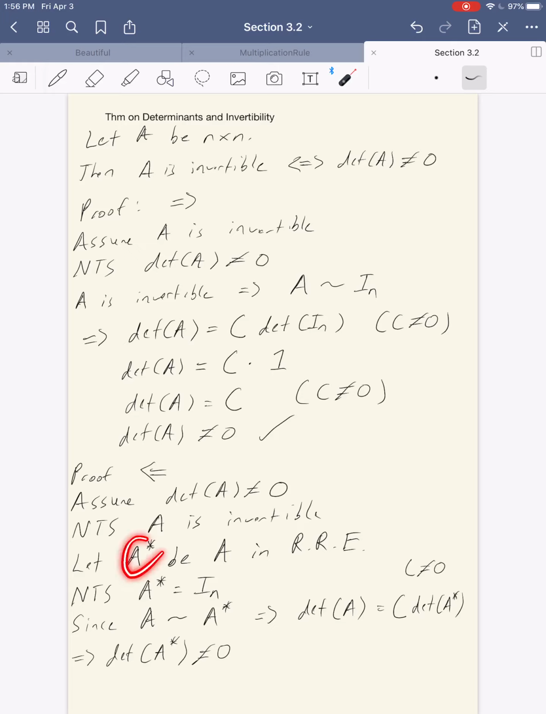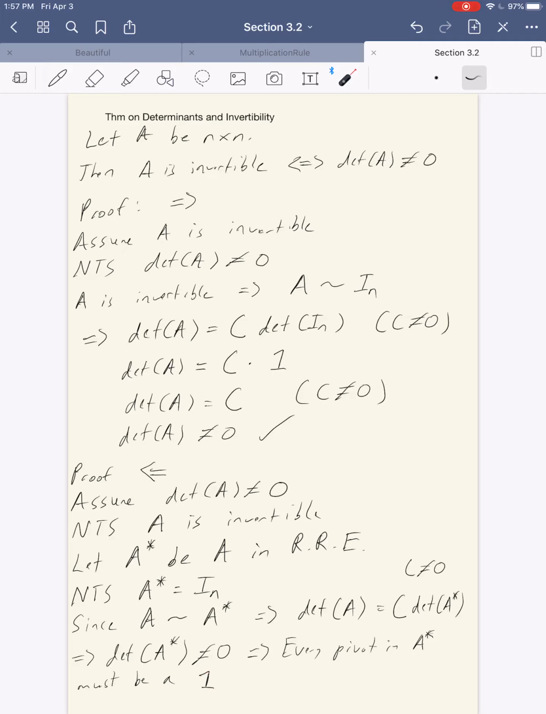So this tells us that A star, which is the reduced row echelon form of A, also has a non-zero determinant. But what does A star need to look like? Well, A star has to be in reduced row echelon form, meaning that every pivot position has to either have a 1 or be a 0. But if that's the case, and we know the determinant is not equal to 0, then that means that every pivot position must have a 1. So this implies every pivot in A star must be a 1.